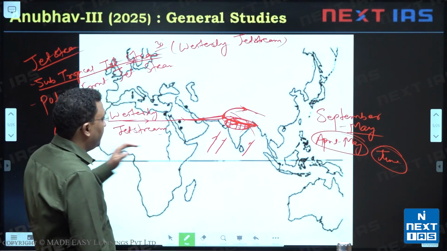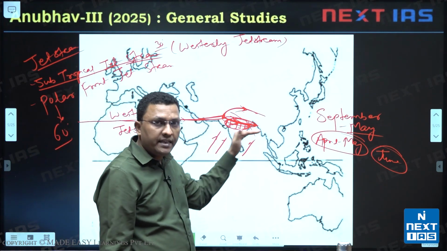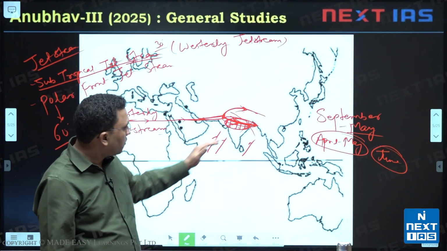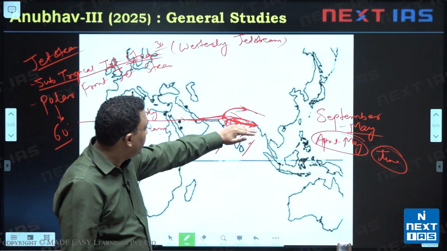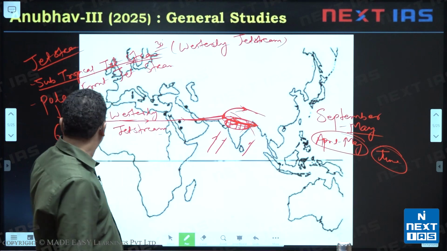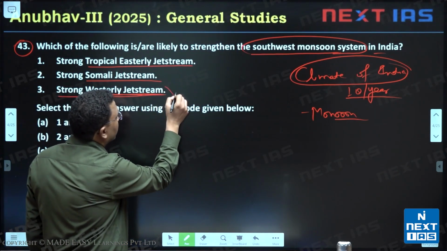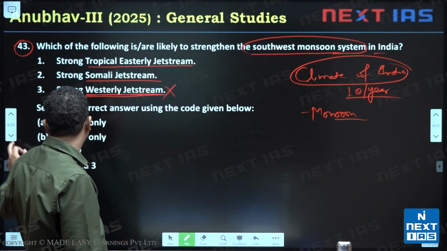So that means a strong westerly jet stream will actually weaken the southwest monsoon, not strengthen it. The southwest monsoon is coming to India only after this westerly jet stream has withdrawn from over India. So a strong westerly jet stream will not strengthen, rather weaken the southwest monsoon.